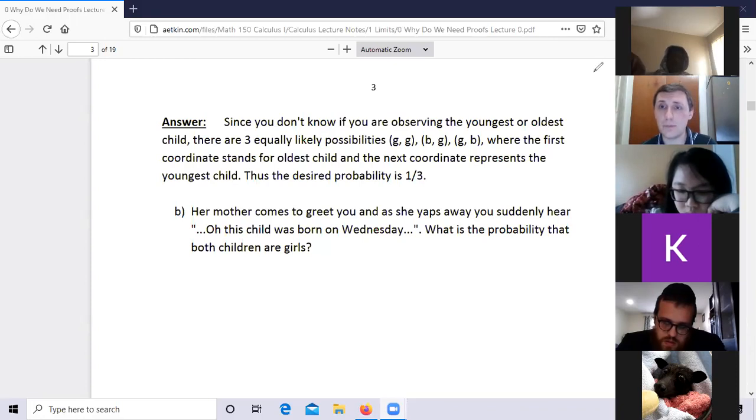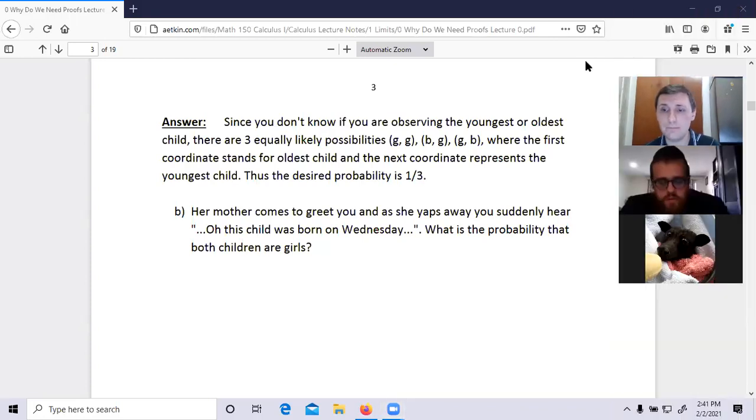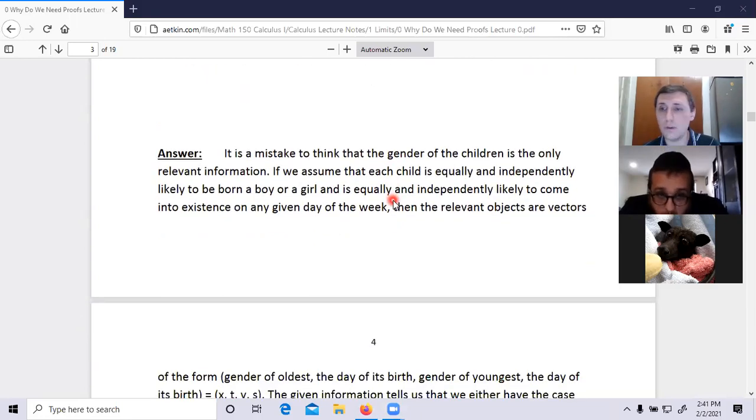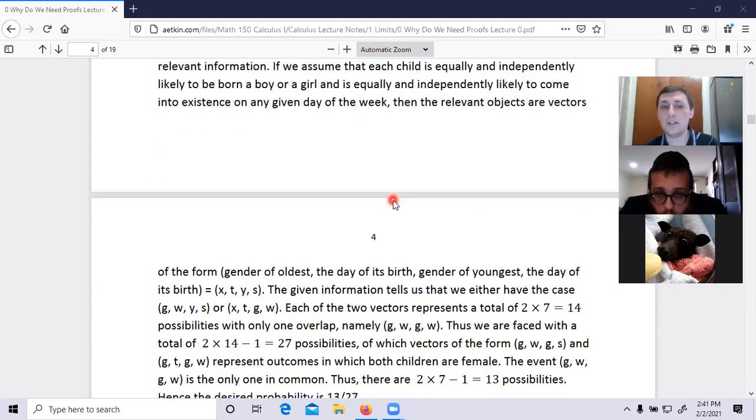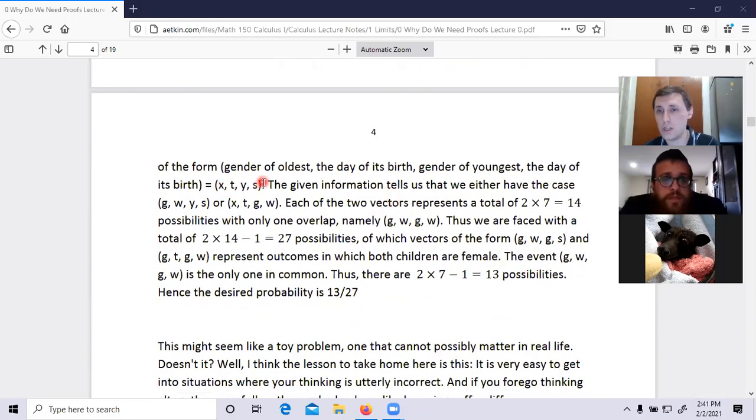Let me try to explain to you what you are counting here and why you made that mistake. You were focused too much on the girls, on the children, and not on the full universe. But the fact that when the mother mentions the girl was born on Wednesday, that fact is something that makes the universe less potential and more definite. Okay, more definite.